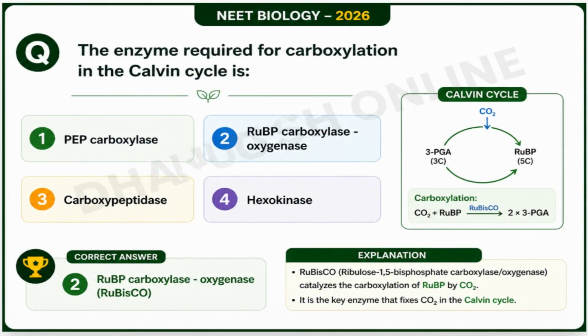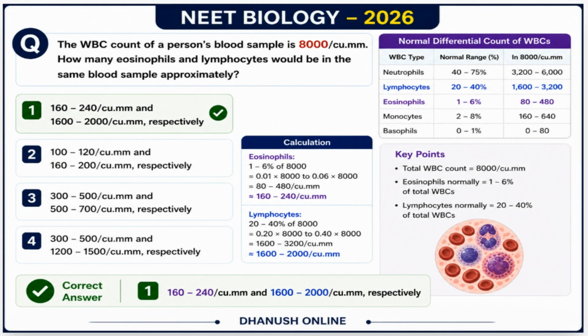The key enzyme required for carboxylation in the Calvin cycle is RuBP carboxylase oxygenase, or Rubisco. This enzyme catalyzes the fixation of carbon dioxide by RuBP to form 3-PGA. The WBC count is 8,000 per cubic millimeter.